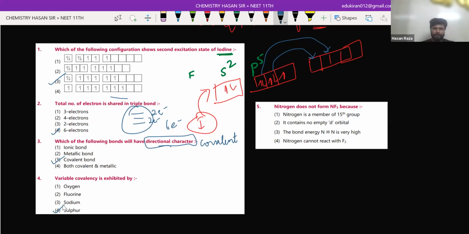Yes, sir. Nitrogen does not form NF5. You know why? Second period elements cannot expand their octet, and that's why they have to follow the octet rule, and they cannot keep more than 8 electrons. Only because it doesn't have a d orbital. You should revise it before.